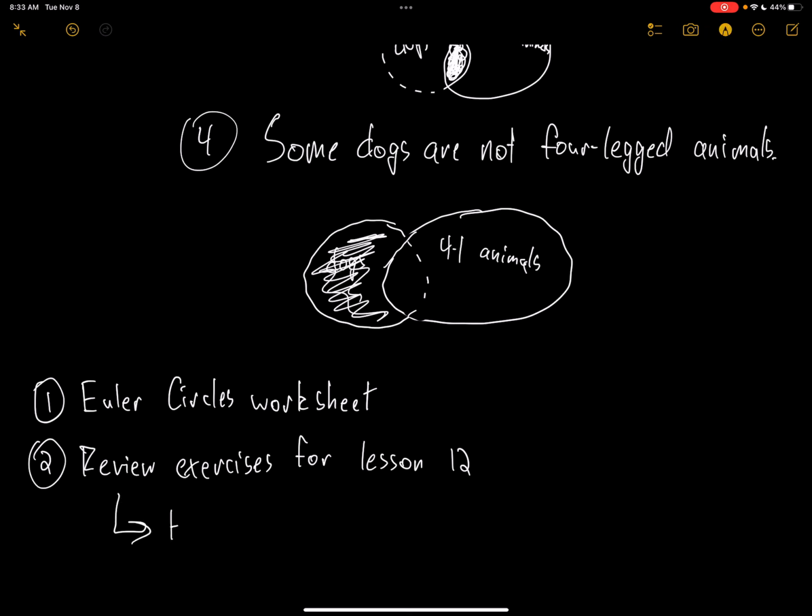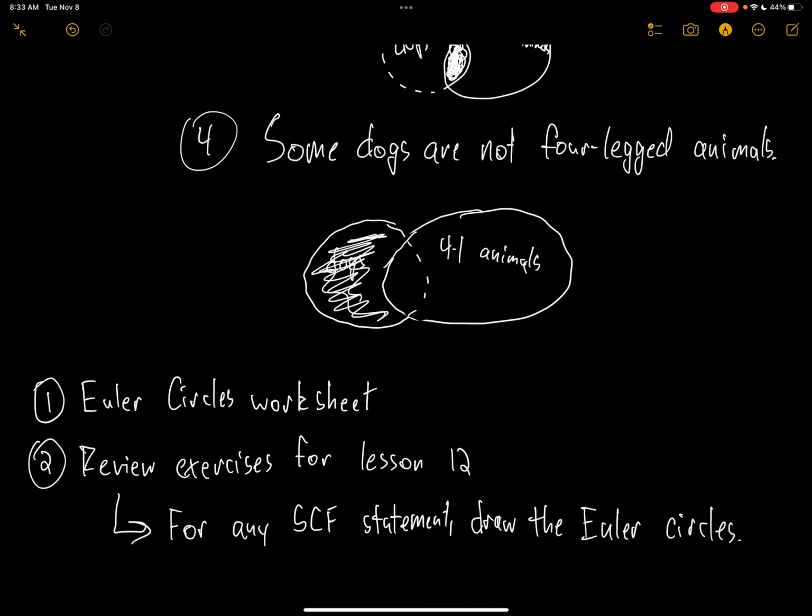And if you find any standard categorical form statement, draw the Euler circle. So the book is not going to ask you to draw Euler circles, but I think it is a helpful tool that I'm adding to the book's material. So for any of them that you find in the review exercises, draw the Euler circle for them. Then on Thursday, we'll review over this stuff, make sure we feel comfortable with it, so that when we meet again on Friday, you can take a quiz, and that quiz will just be over lesson 12 and the Euler circle stuff. So if you have any questions, feel free to email me or reach out.